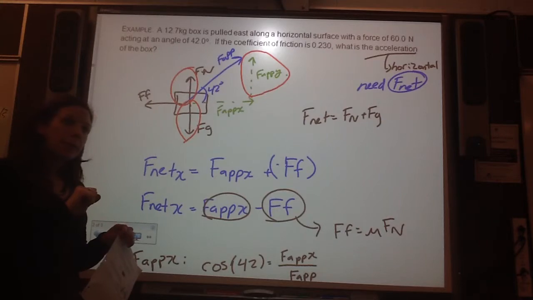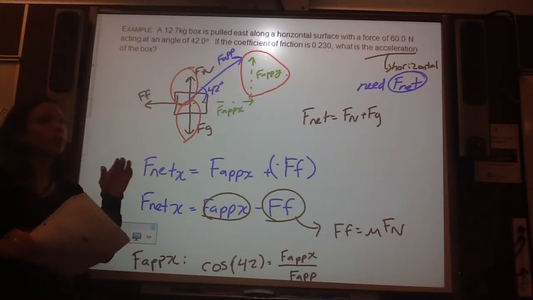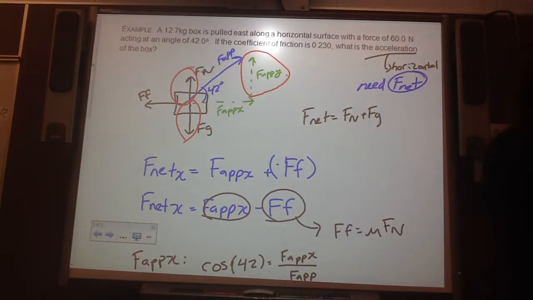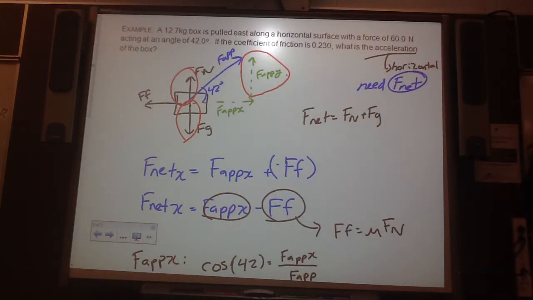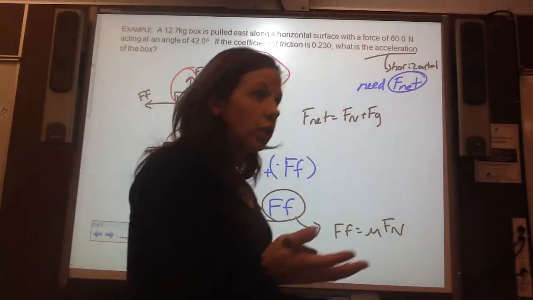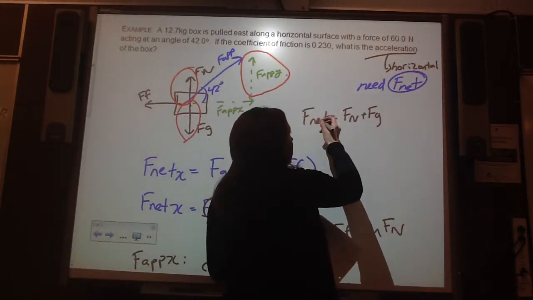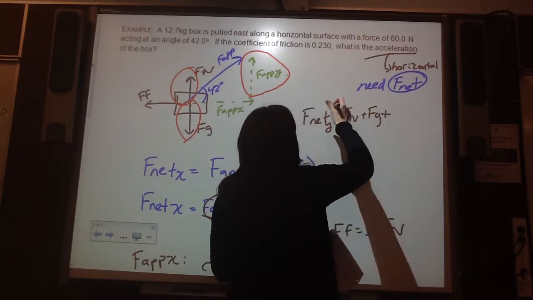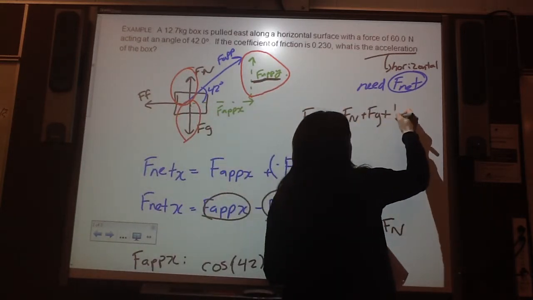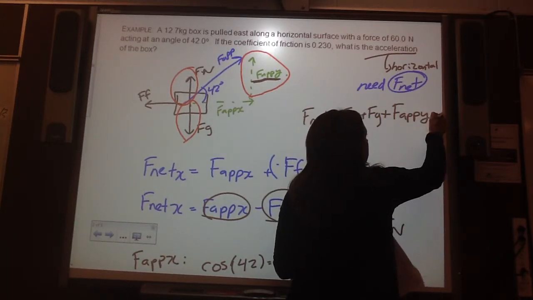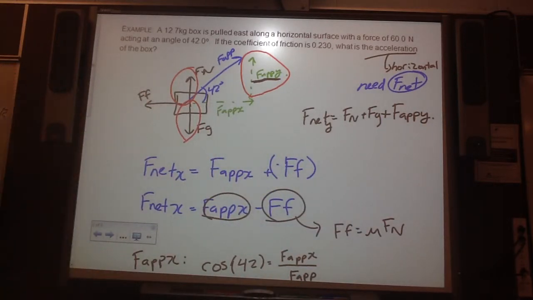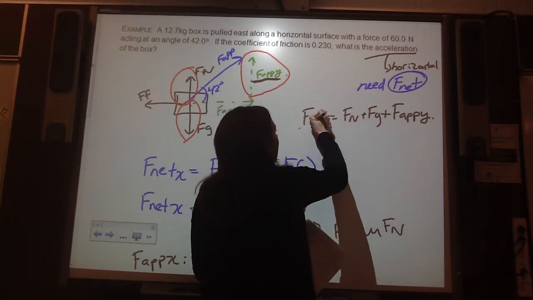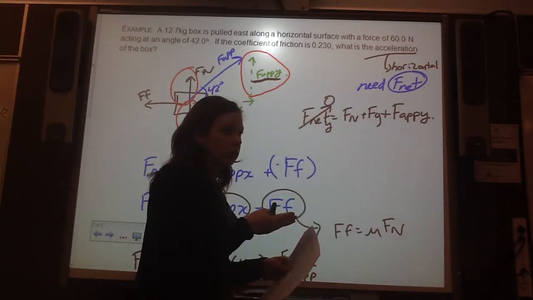So why didn't we use it in the last question? Because we were given the coefficient of friction, so we didn't need to do a calculation to find out FF. So we didn't need Fn, so we didn't need to look at the vertical. Good question. Okay, so now for this question, F net of our y is equal to Fn plus Fg plus what? F at y. Okay. But as you suggested before, F net y you can set to 0.